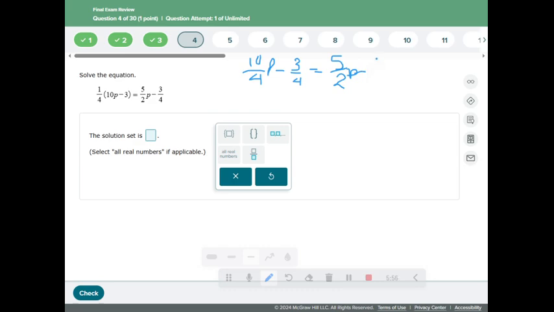minus 3/4. This is interesting. Let's try something. What if we add 3/4 to both sides? And I am sorry, this is not much neater. If we add 3/4 to both sides, that will give us 10/4 P equals 5/2 P.